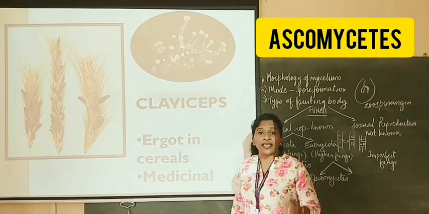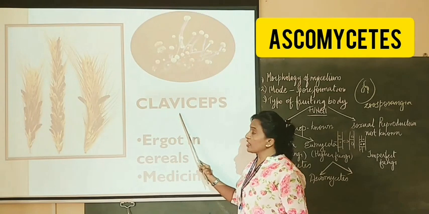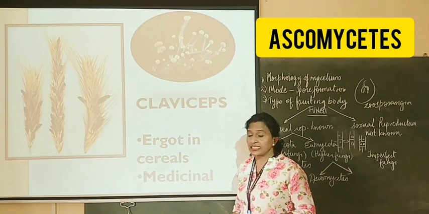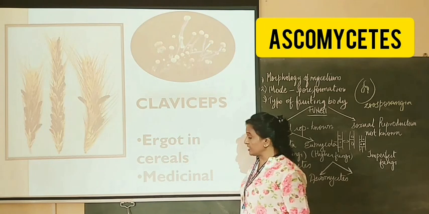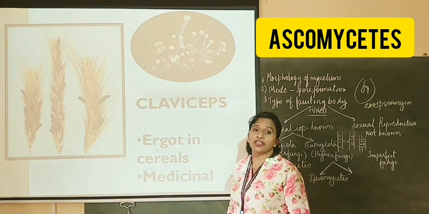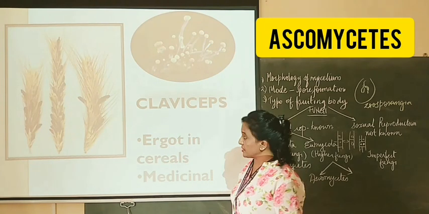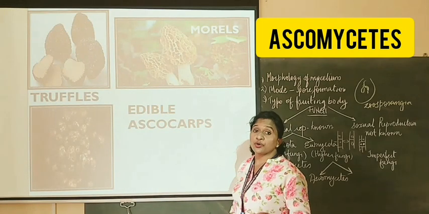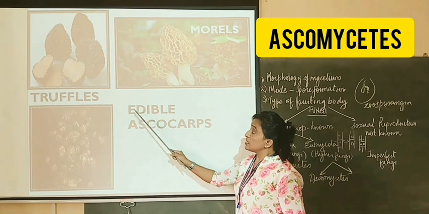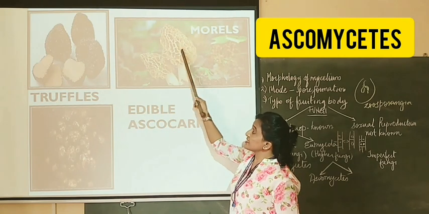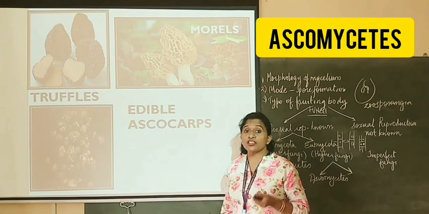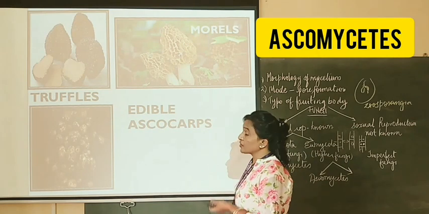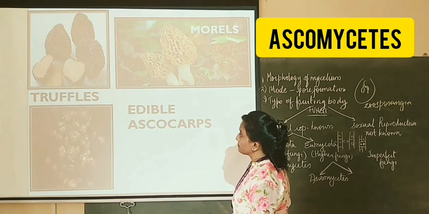Then there are some parasitic fungi called Claviceps that usually cause ergot in most of the cereals, but they are also useful for some medicinal purposes. Then there are some edible ascocarps. These are morels and truffles, also called buffles, which are very expensive because they are rarely found.